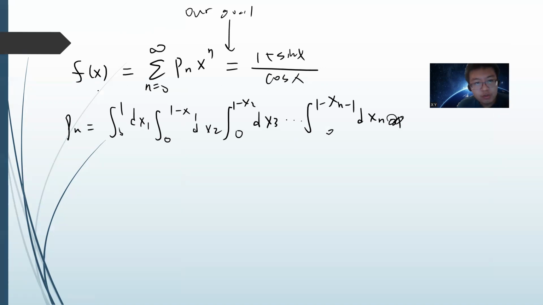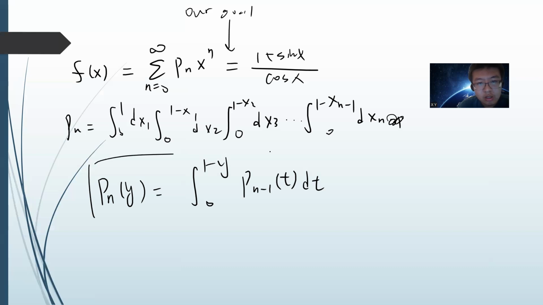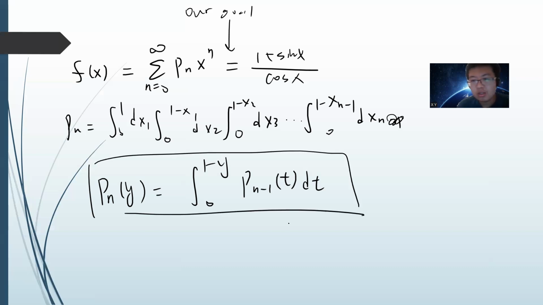Okay, but it's very difficult to do this f of x, right? So the idea is that we define p_n(y) to be the integral from 0 to 1 minus y of p_{n-1}(t) dt. But this is the difficult part, because this p_n is hard to compute.